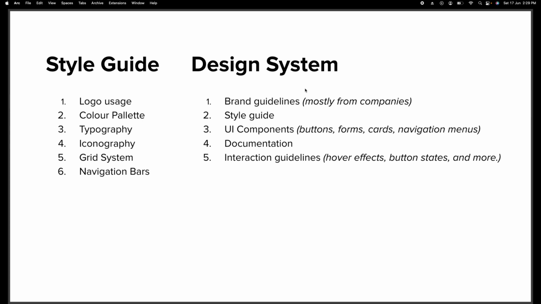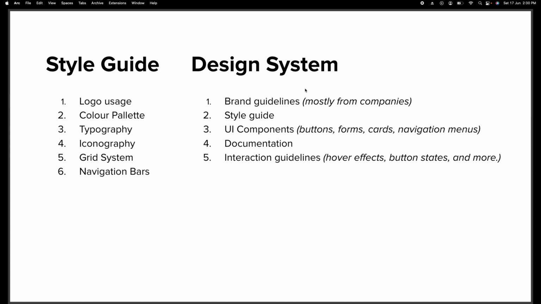In design system, we also have UI components, which include the buttons, the forms, the cards, the navigation menu as well. Also, we have documentation, which talks about how to use these buttons, how to use the forms, how to use the cards, and how to use every other component that appears in your design system. And the fifth one is interaction guidelines. Things like hover effects, button states, and more.